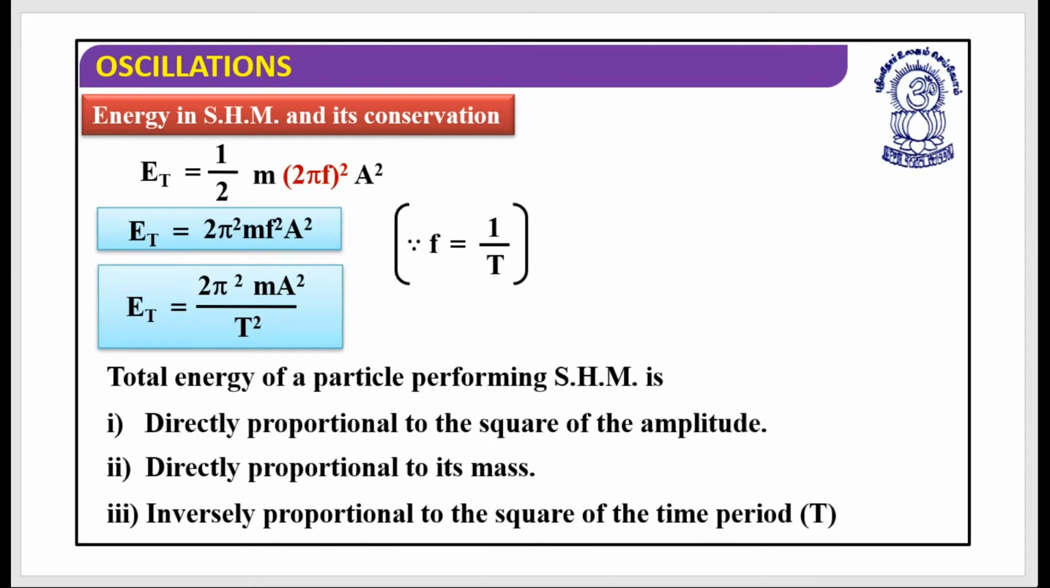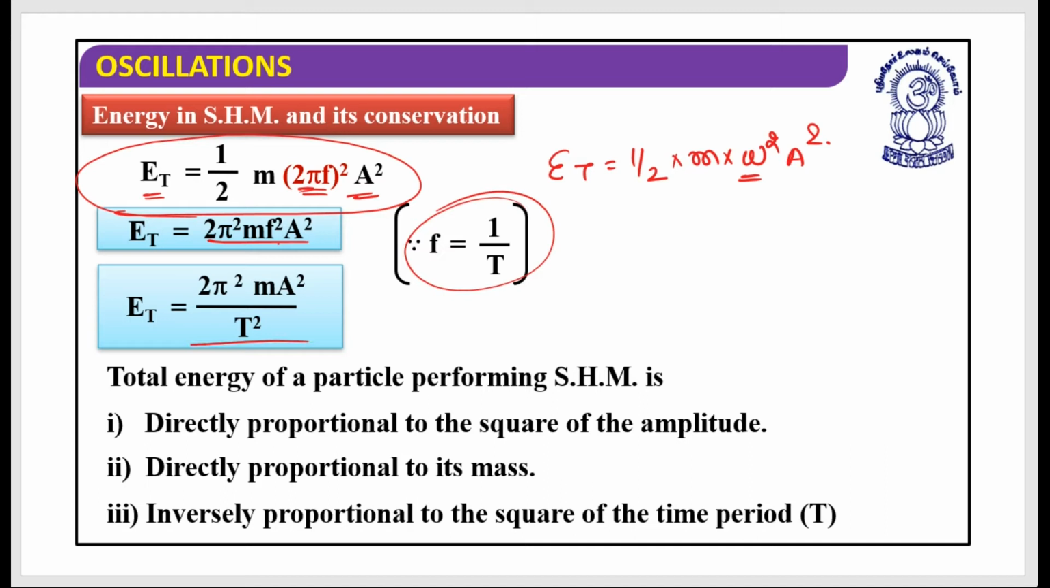One more thing: the total energy is half m omega square a square. I can replace omega with 2 pi f, so the total energy is half into m into 2 pi f whole square into a square. Since 2 pi whole square is 4 pi square, the total energy is equal to 2 pi square m f square a square. With f equal to 1 by T, it is 2 pi square m a square by T square.